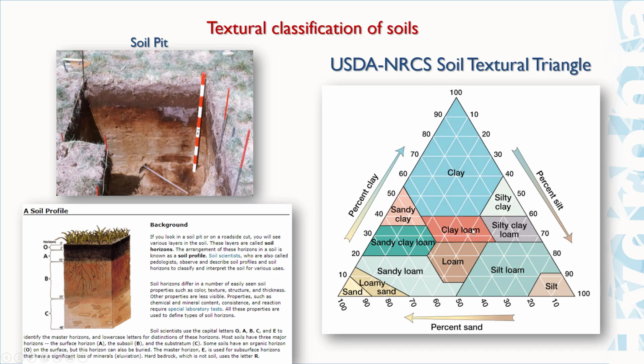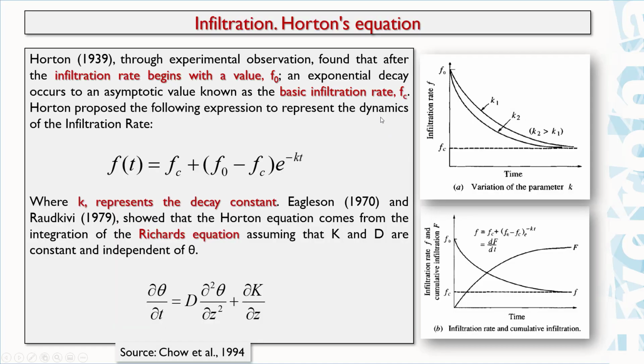And in this way we can define the different textural classes that we can have: clay, sandy clay loam, silt loam, silt, sand, clay, and so on. Because what happens is that we are going to relate the texture of the soil with the value of the parameters that we are going to use in the equation that defines the infiltration process.